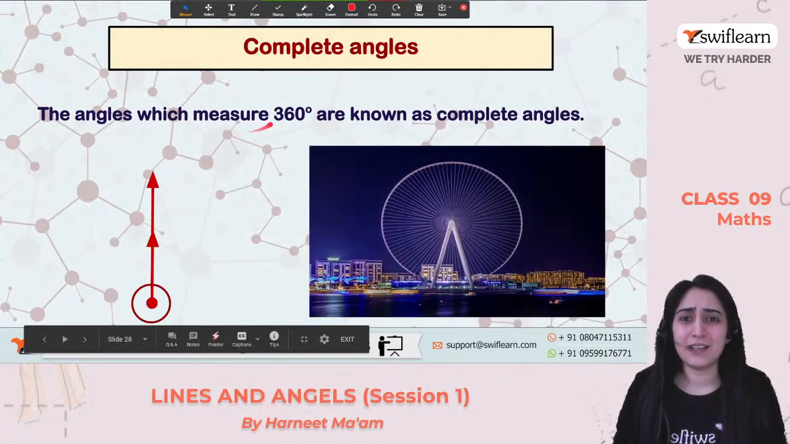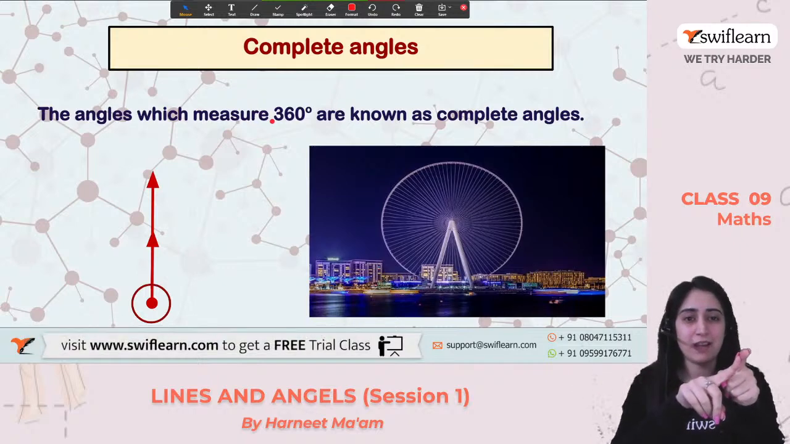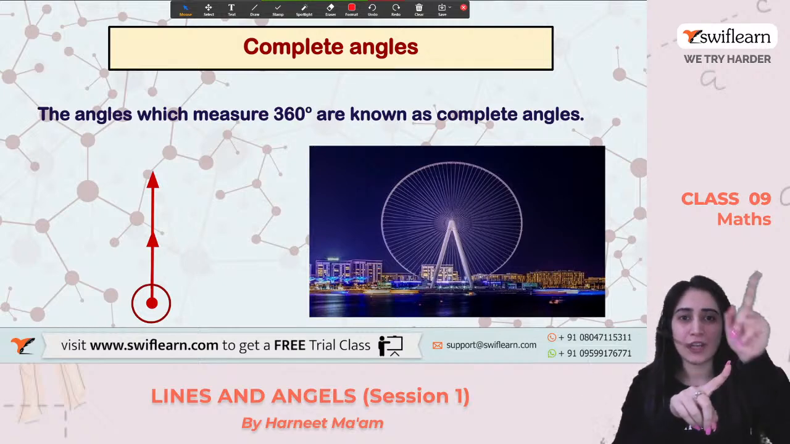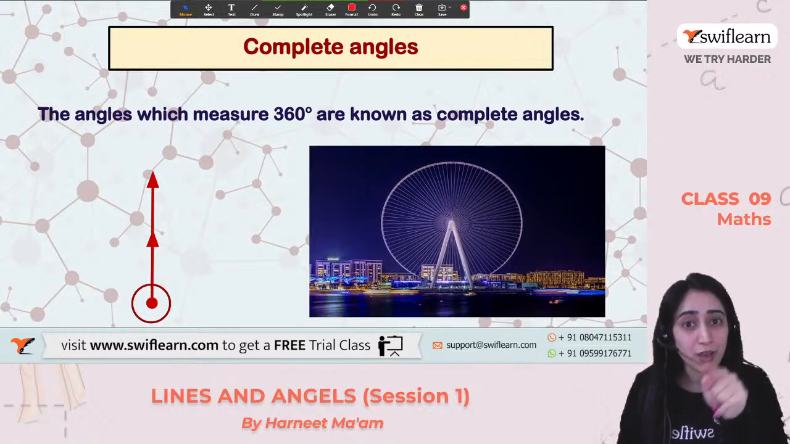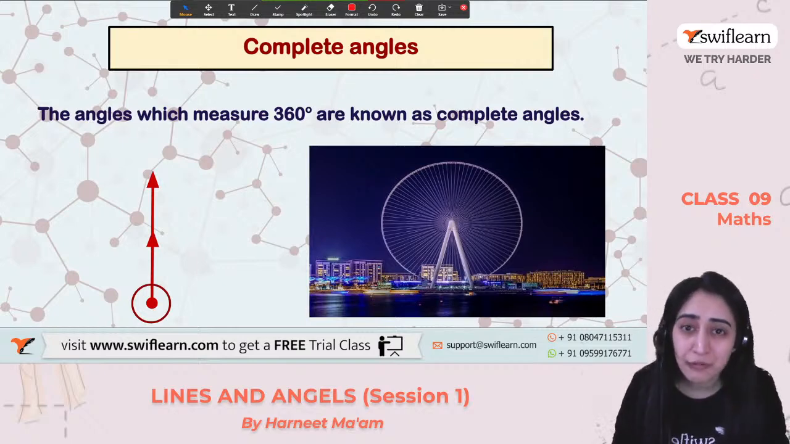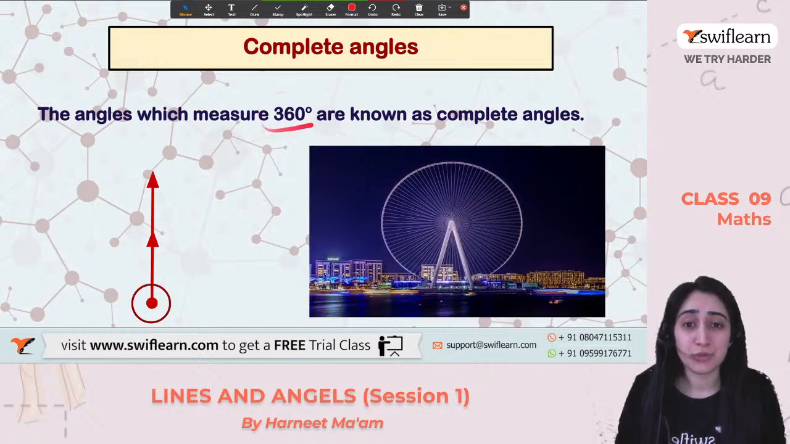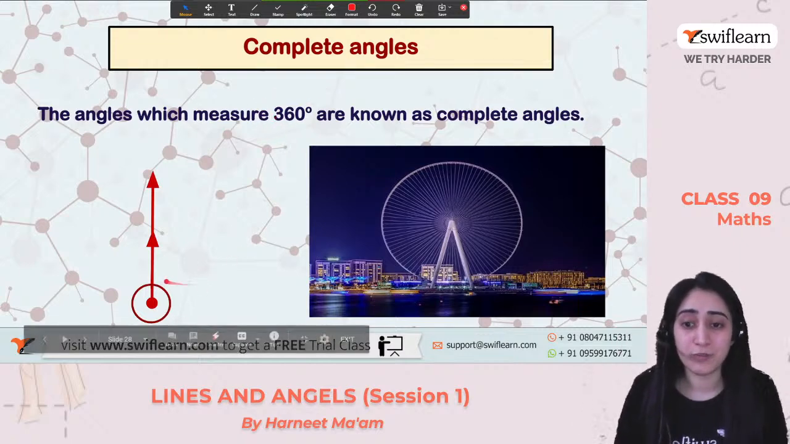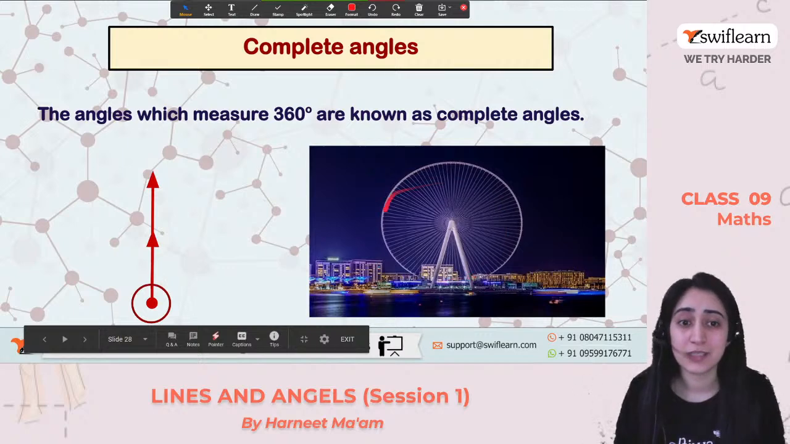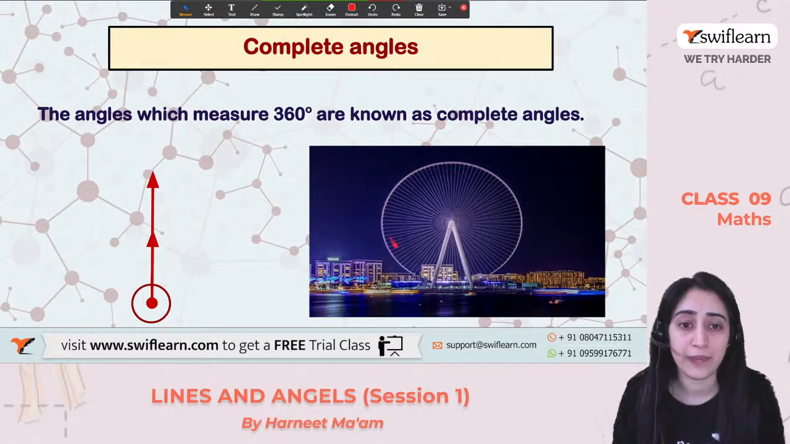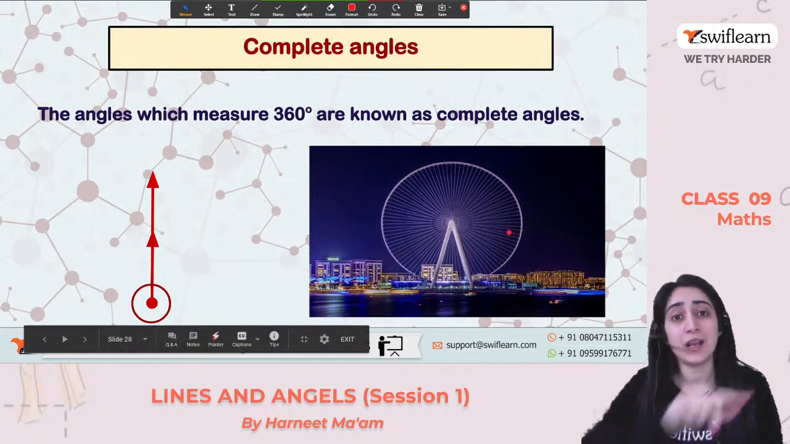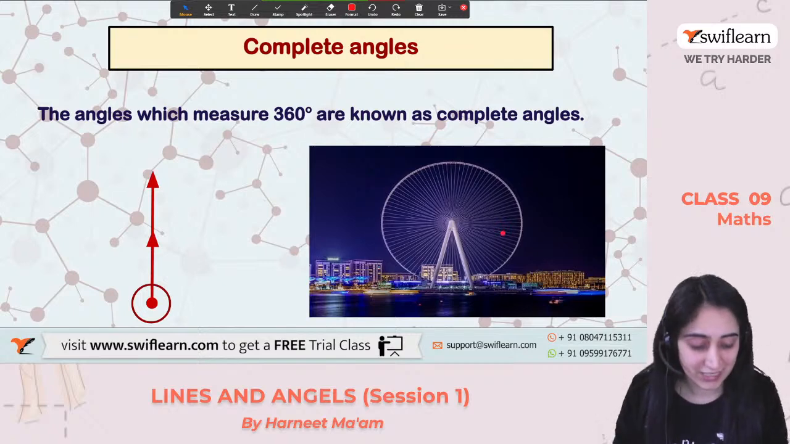What is a 360 degree angle? Okay, I'll start from here and I have to make a 360 degree angle. I'll take a whole circle and come back, right? So I'm taking a complete round, one complete round. That's why we call it a complete angle, the angle which measures 360 degrees. A complete angle has 360 degrees, a complete circle. It forms like a circle, just like this circular wheel. We start from this point, go over the top and then come back to this point. So we're making a complete circle, and that is 360 degrees.